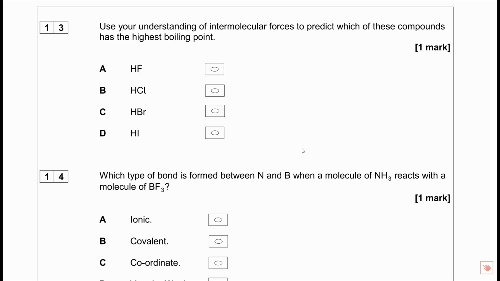Which of these compounds has the highest boiling point? So straight away, for intermolecular forces, we're thinking about hydrogen bonding. So this one's going to have hydrogen bonding.